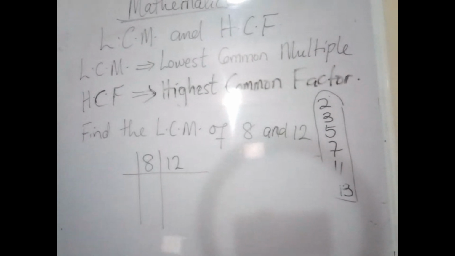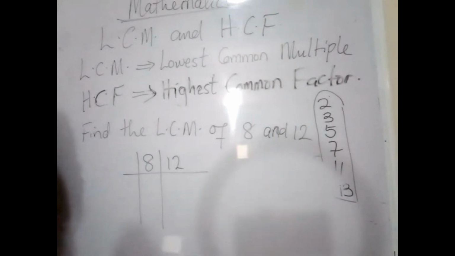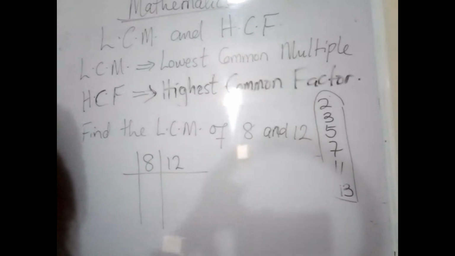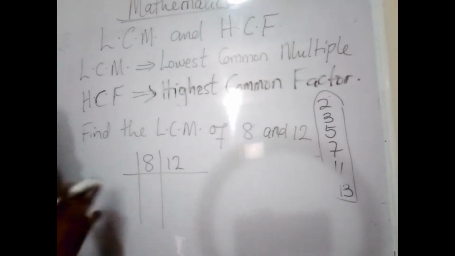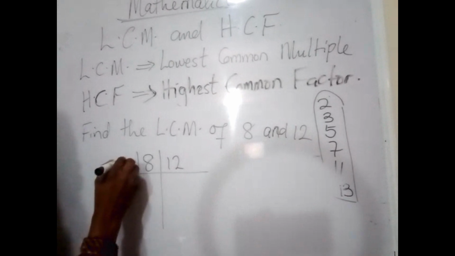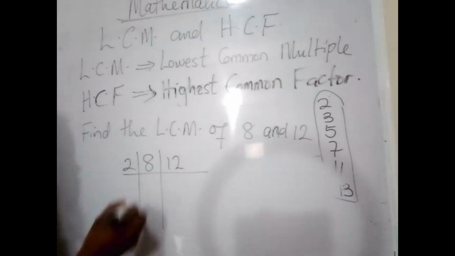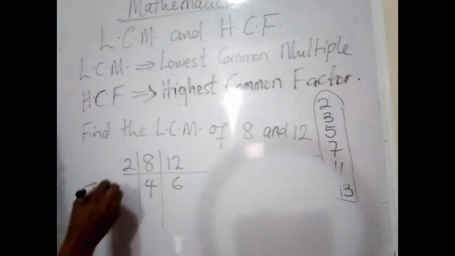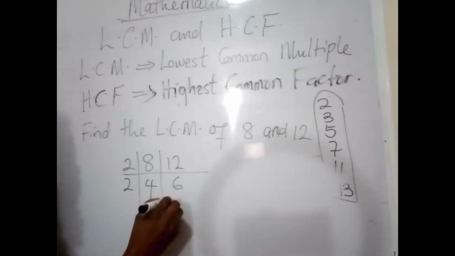We're going to use the method of long division to try and work on the LCM of 8 and 12. Okay, so here let's go ahead. We have 8 and 12, they are both even numbers. So we start with 2 because definitely 2 can divide them. So here we have 4, here we have 6. Both are even numbers again, so we use 2 divide 4, 2. 2 divide 6, 3.